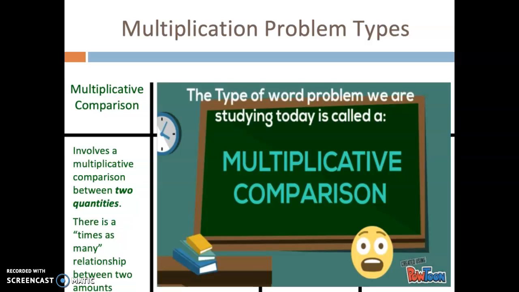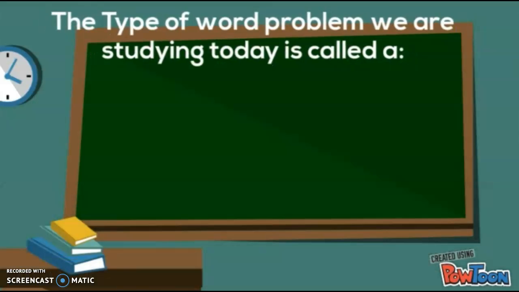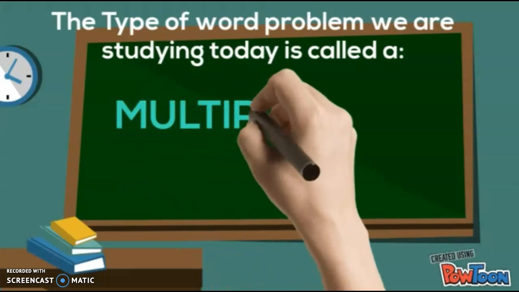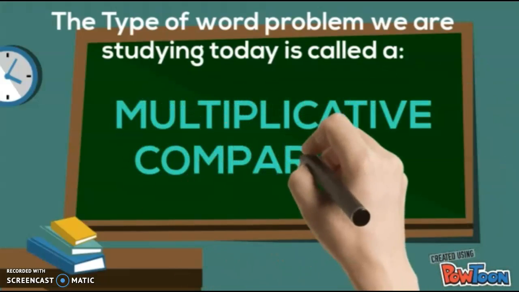This is multiplicative comparison. Again, involves a multiplicative comparison between 2 quantities. There's a times as many relationship to the 2 amounts. The type of word we are studying today is called a multiplicative comparison.